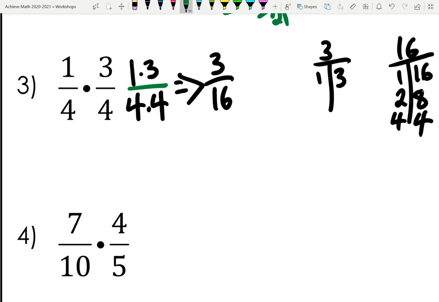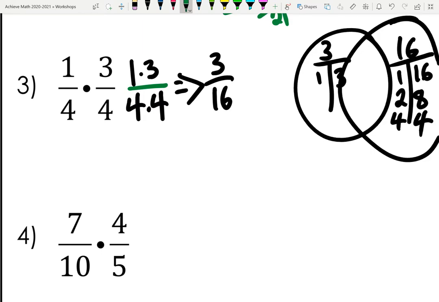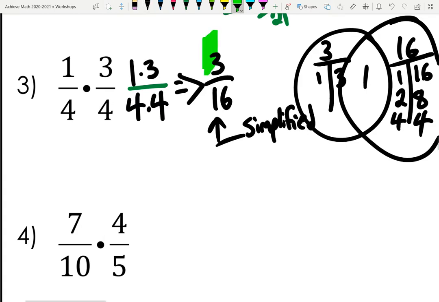I examine these Venn diagrams and I see what? What numbers do they have in common? 1, meaning that this is simplified. Now, something that rings this out is I know that 3 is considered a prime number because it only has 2 factors. When you see a prime number, there is a significant chance that your product might be already simplified.